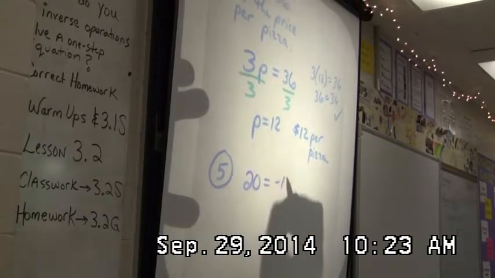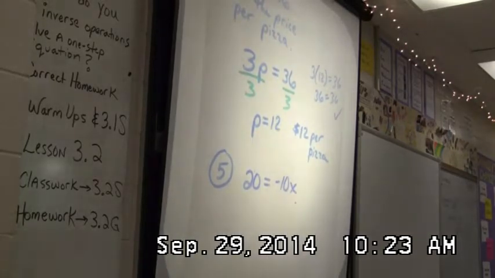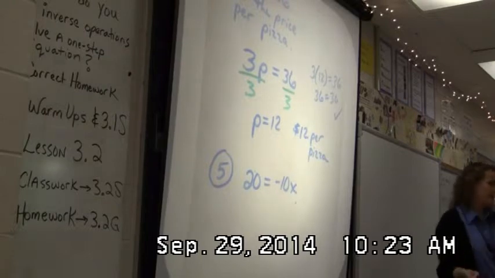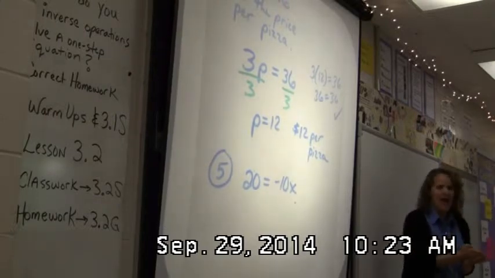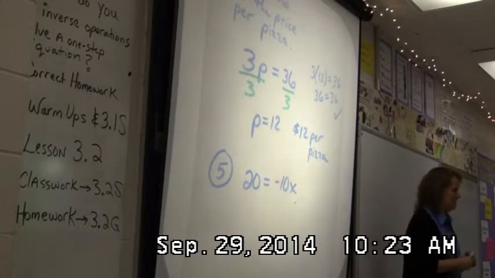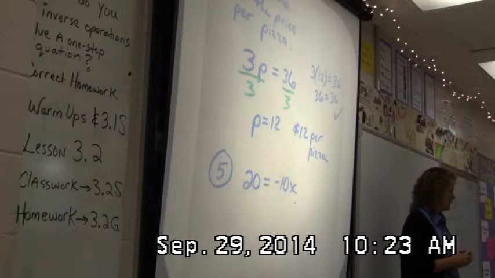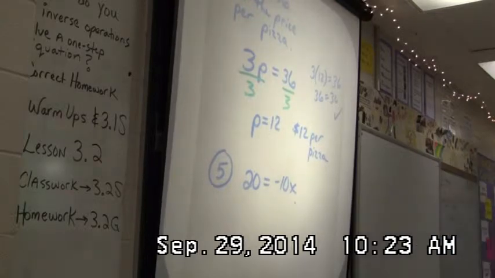20 equals negative 10x. All right, I threw some negatives in here, and I want to get x by itself. The rules are exactly the same with negative numbers as they are with positive numbers. I want x by itself. How do I get rid of that negative 10? What are we going to do, Crystal? Exactly. We're going to divide by that same number.